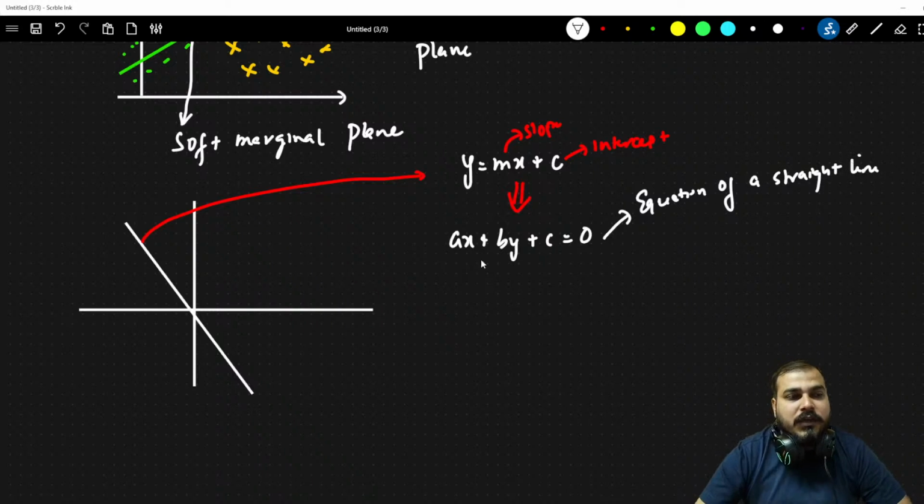Can I say that this is also the equation of a straight line? I will say that both of them are equal. Can I go ahead and say that? Can I say both of them are equal?